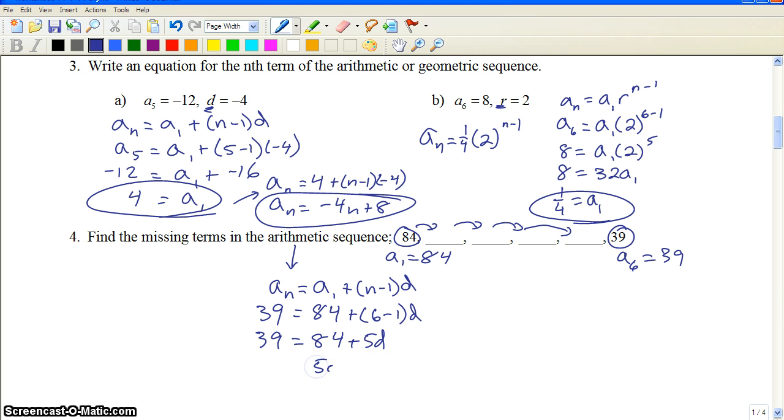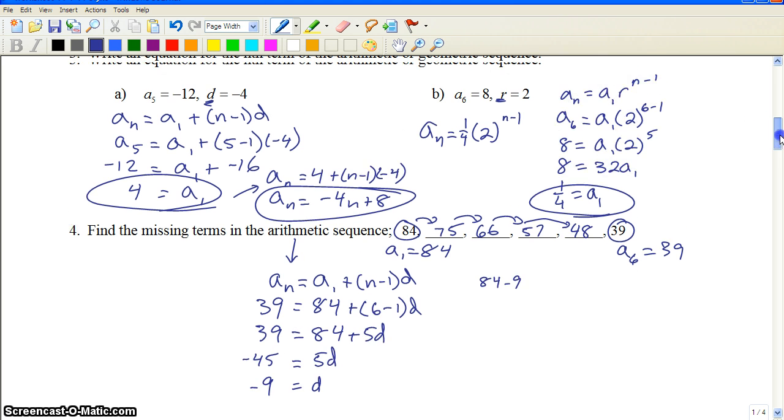Then we get 5D equals, we subtract 84, we get negative 45 is equal to 5D, so D is then equal to negative 9. So after we get negative 9, we just do 84 minus 9, which is going to be 75, minus 9 again, which is going to be 66, minus 9 again, which is going to be 57, minus 9 again, which is going to be 48, and then it checks again down to 39. So we're in good shape.